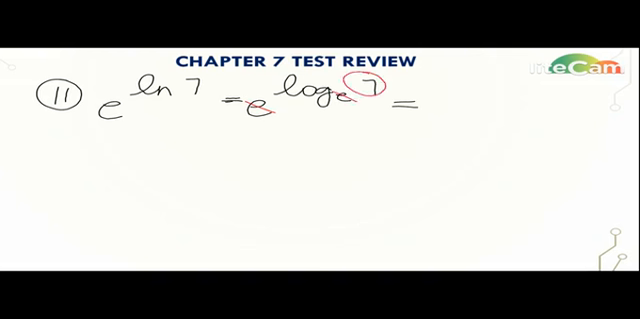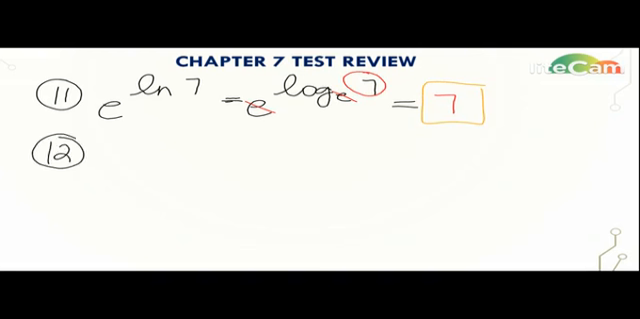Okay, so for number 11, we have e to the ln 7. Again, I have a log that's inside of an exponent. So I'm going to just write it out so that you can see it. It's e to the log base e of 7. The e's are the same, so the answer has to be 7.